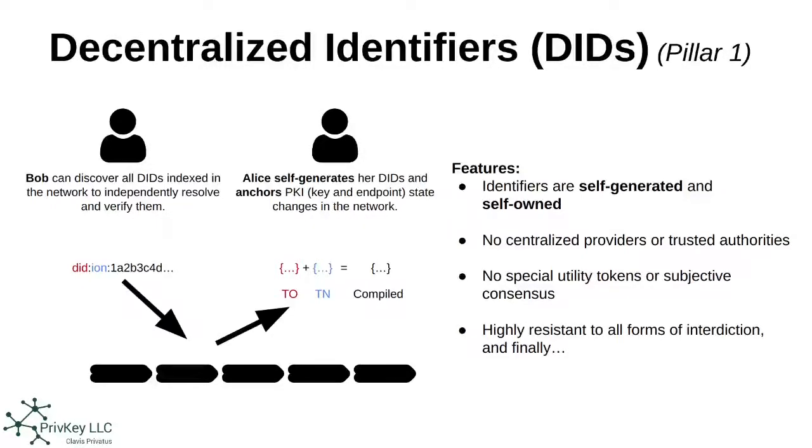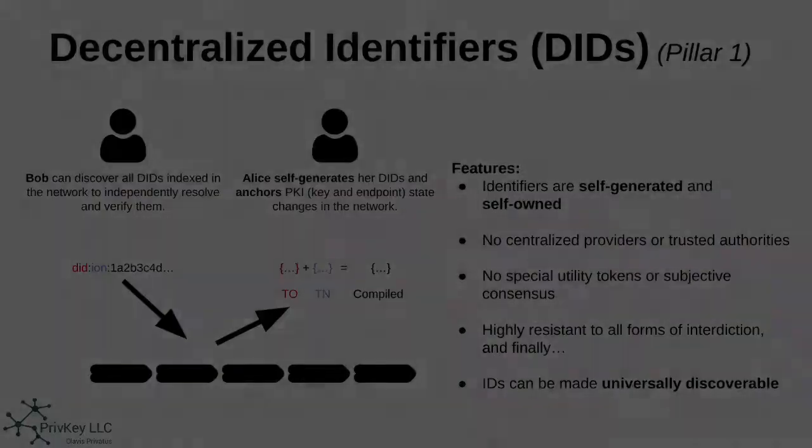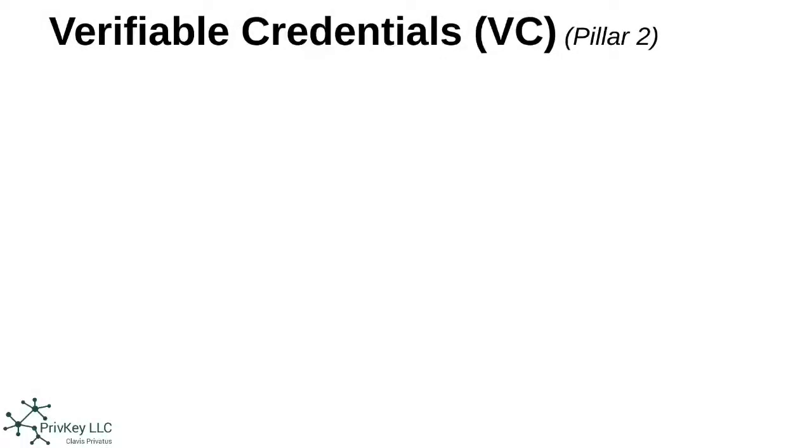It's highly resistant to all forms of interdiction, so it's resistance to that type of, let's say, erasure of your own identity. IDs can be made universally discoverable. So this is the last part of this feature. These features that DID has give Bob the ability to find Alice, or actually check who Alice is, very, very easily and in a distributed way that's always available, super redundant, etc.